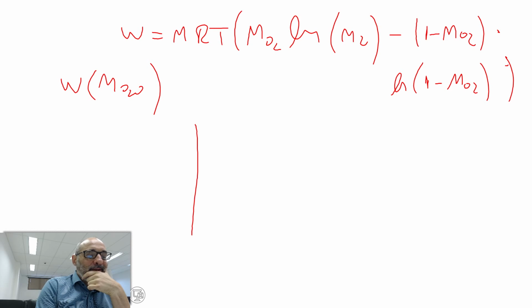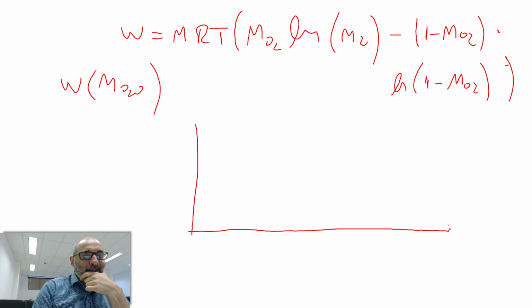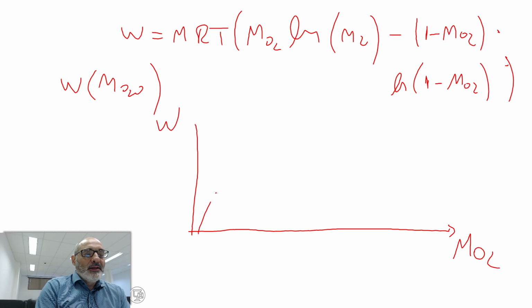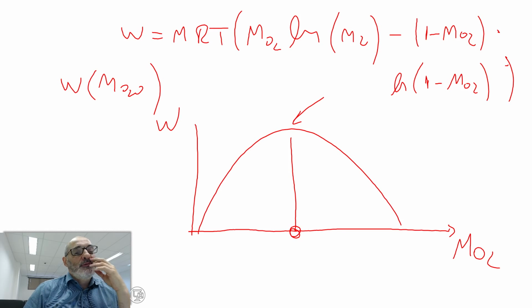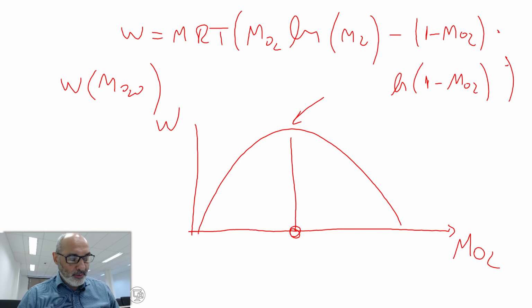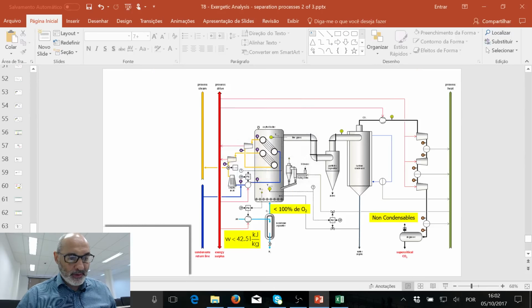And it varies like this, x_O2, W. It varies like this. So this means that if you have 50-50%, that's the most difficult situation for a separation process. If you have 10-90, it's simpler than having 50-50%. And with this information, we can go back to our first slides.